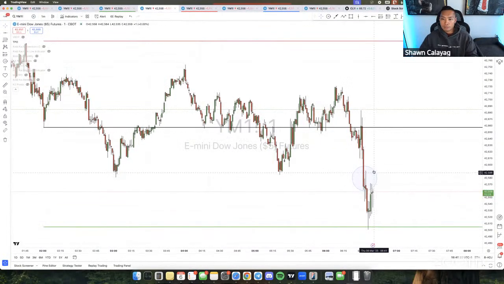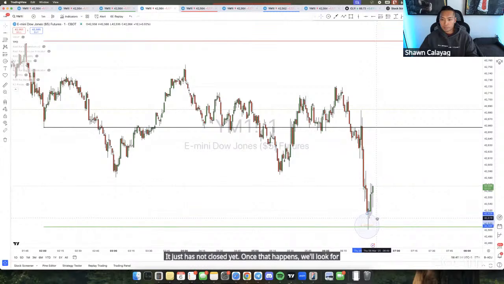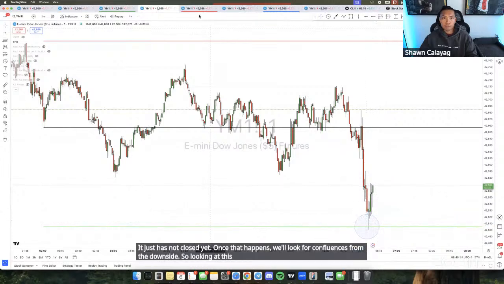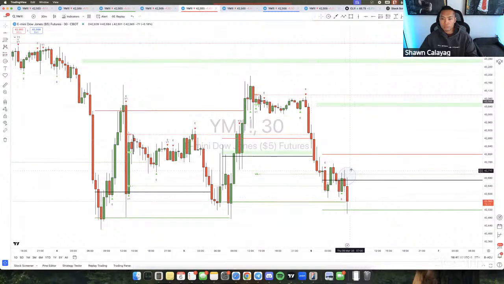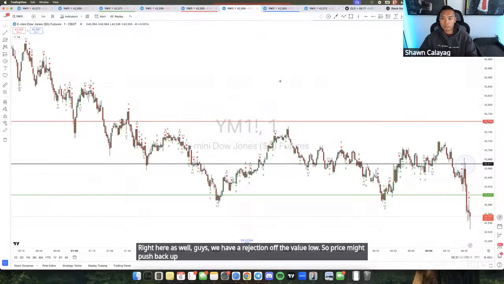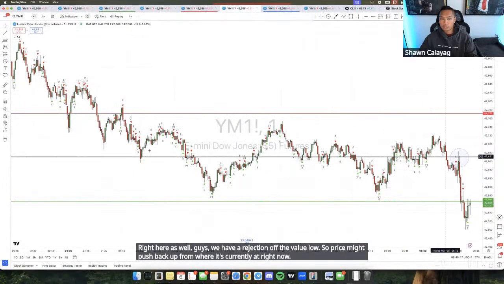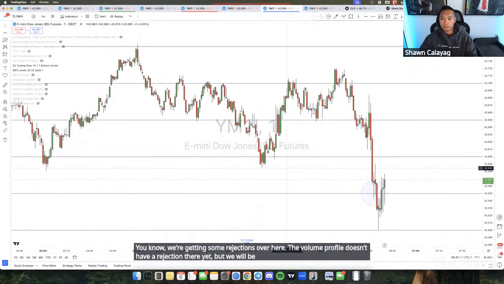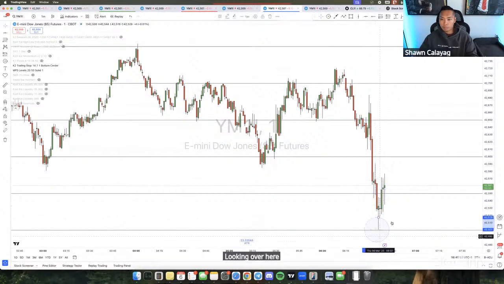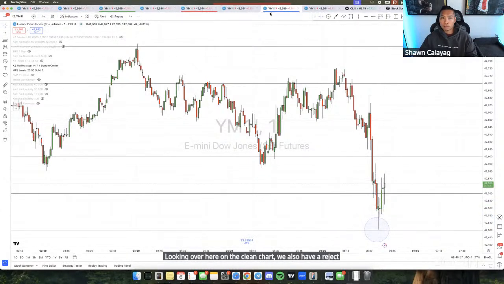Once that happens, we'll look for confluences from the downside. So looking at this right here, we have a rejection off the value low. Right here as well, guys, we have a rejection off the value low. So price might push back up from where it's currently at. We're getting some rejections over here. The volume profile doesn't have a rejection there yet, but we will be looking for that. Looking over here in the clean chart, we also have a rejection off the lows.